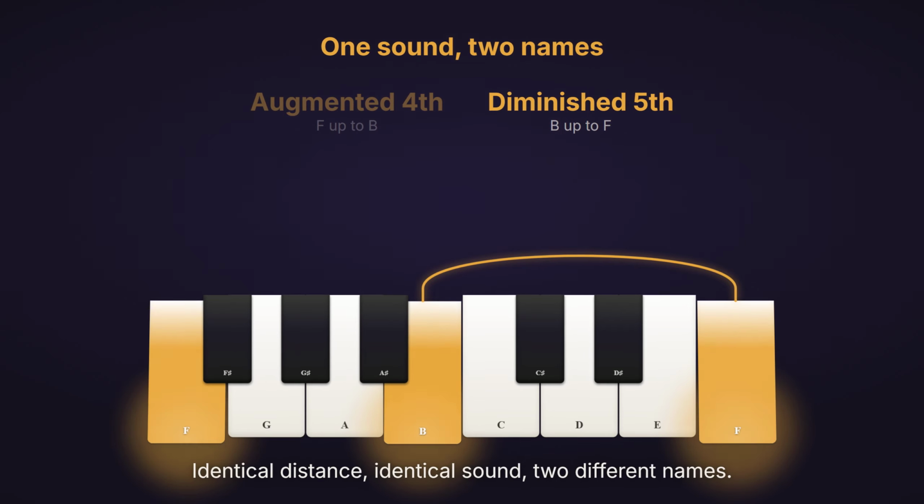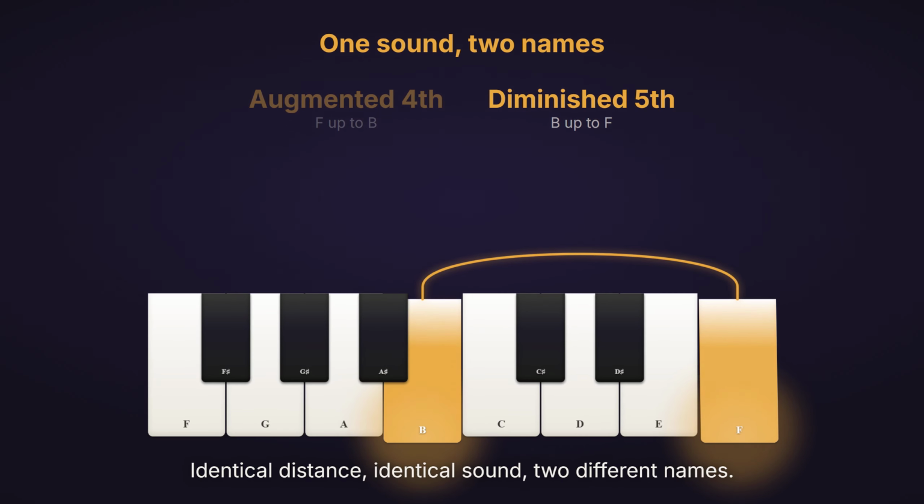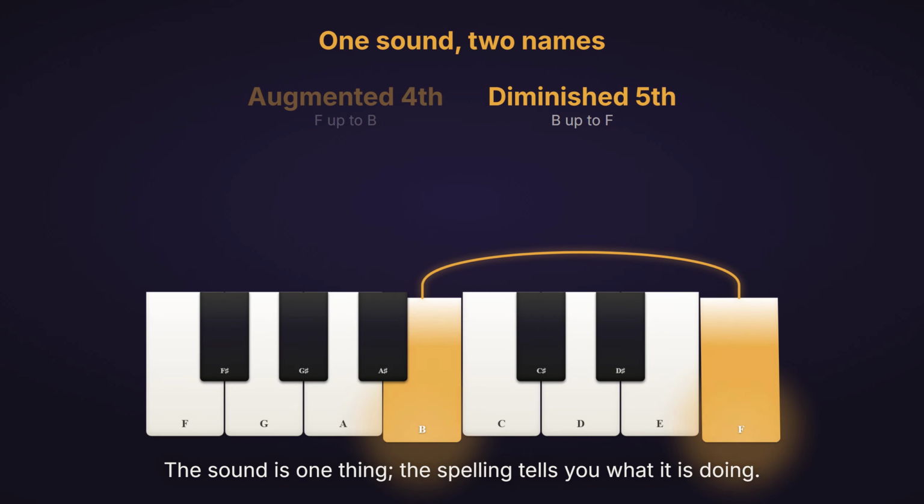F up to B, the augmented fourth. Then B up to F, the diminished fifth. Identical distance, identical sound, 2 different names. Which name a composer uses is not random. It depends on where each note is heading next, on the role it plays in the chord around it. The sound is one thing, the spelling tells you what that sound is doing. For now, just hold on to the simple fact, augmented fourth and diminished fifth are 2 names for the one restless interval. And that restlessness has a long and slightly dramatic history.